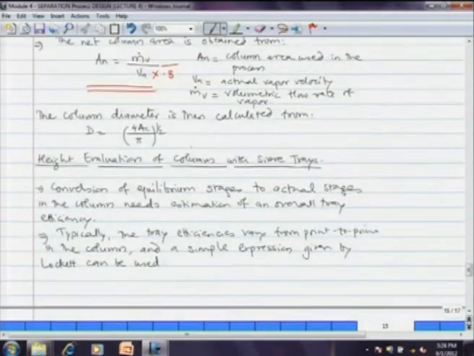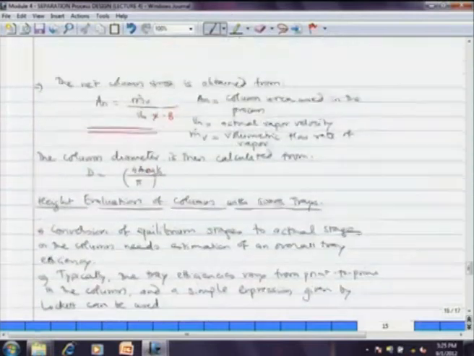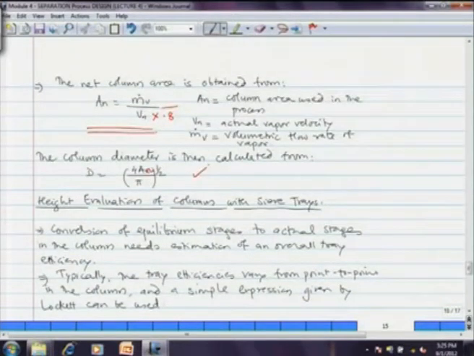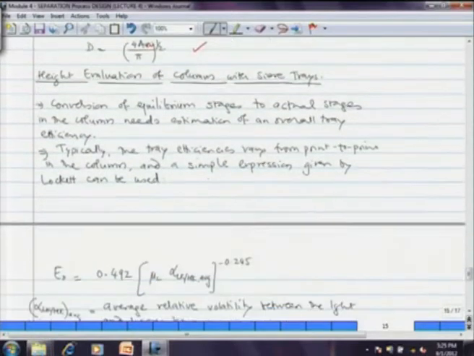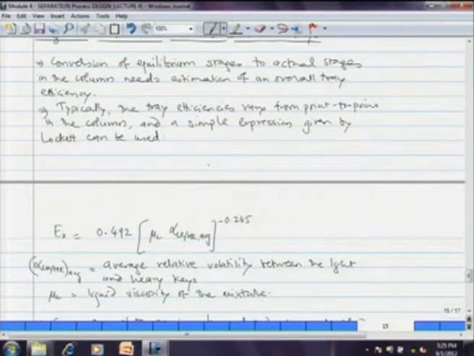So, after getting the area of the column, you can calculate the diameter of the column in a straightforward way. D is equal to (4 An divided by pi) raised to half. So, we have seen how the diameter of the column is determined. Then comes the height.